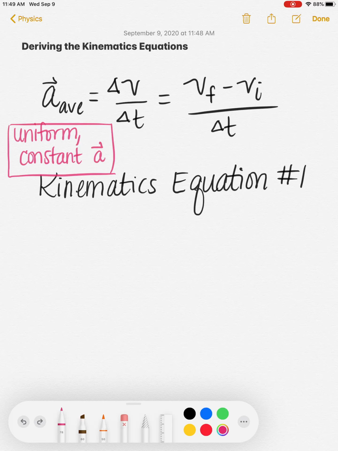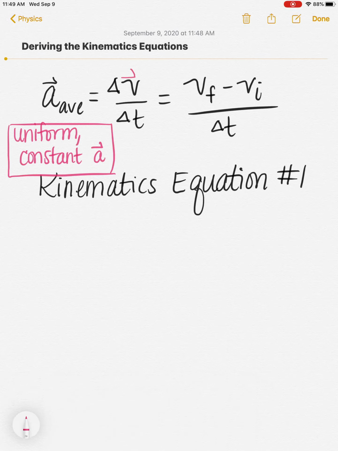All right, so we already have in our toolkit that acceleration is equal to the change in velocity per change in time. And velocity, like acceleration, is a vector. We could rewrite this as final velocity minus initial velocity over the change in time.